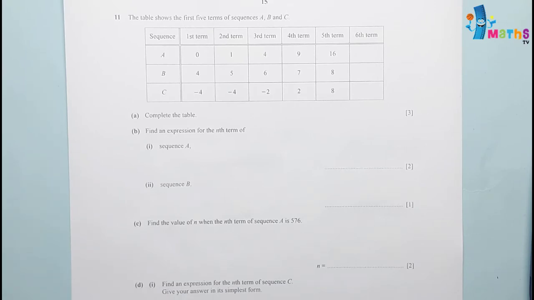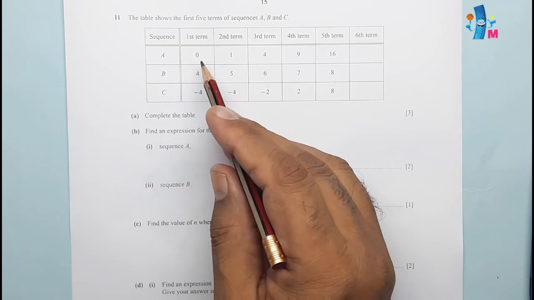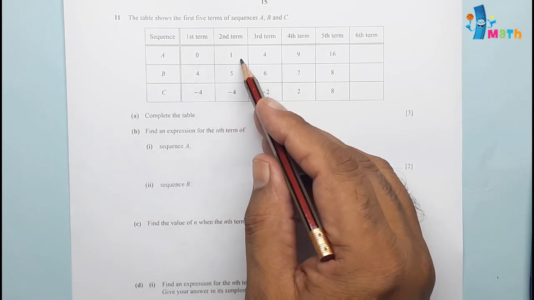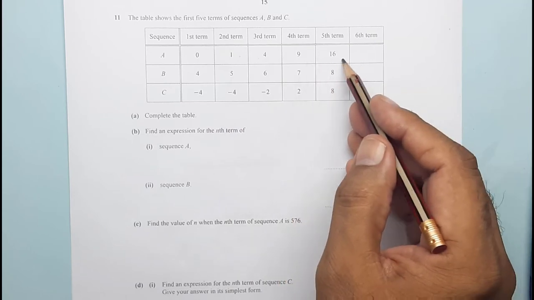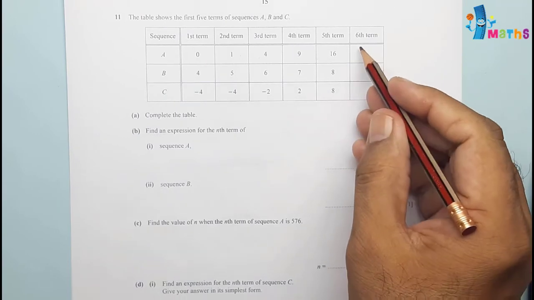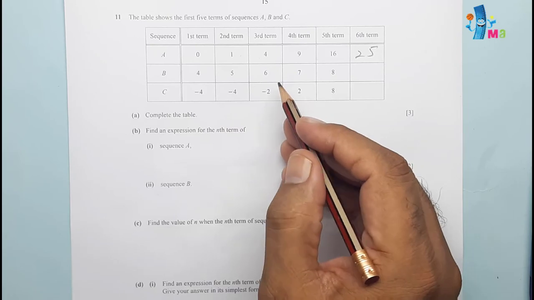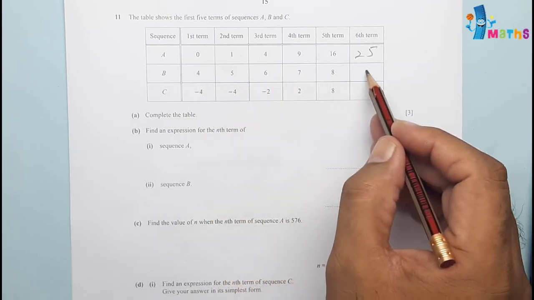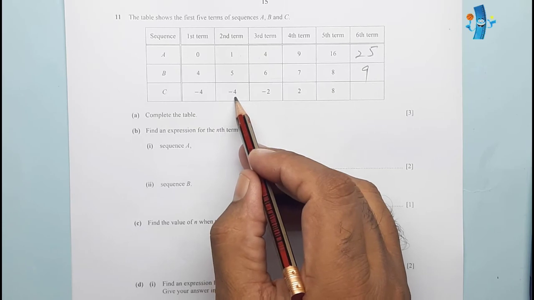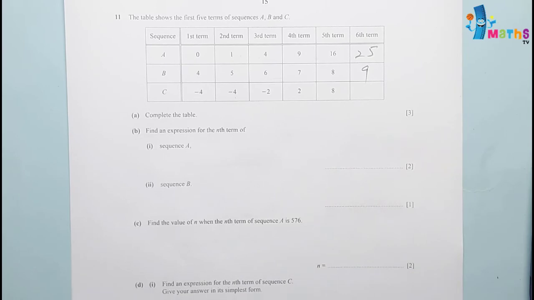Next, question number 11. The table shows the first 5 terms of sequences A, B, C. So we have to provide the sequence of this one. This is like 1 square, 2 square, 3 square, 4 square. Basically first term will be, so this will be 5 square, this is 4 square, this is 5 square, will be 25. This one is 4, 5, 6, 7, 8, and this will be 9. This is minus 4, minus 4, minus 2, 2, 8.